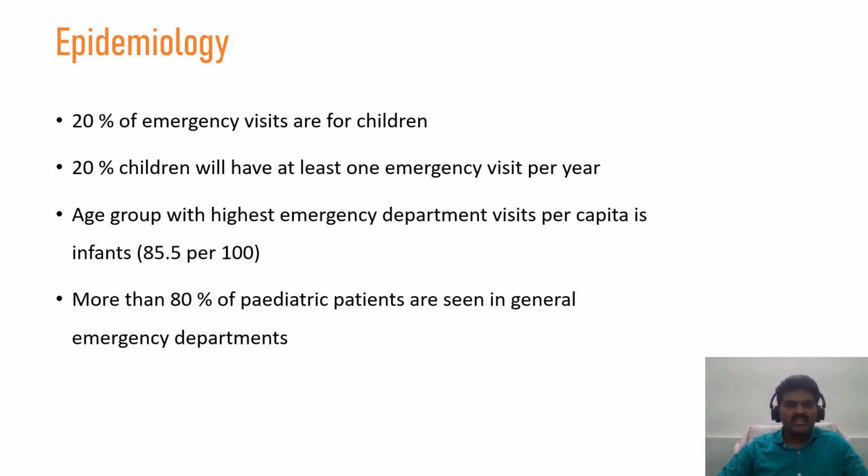Which age group has the highest emergency department visits per capita? When you compare the total number of people available with their emergency usage, infants account for the maximum per capita emergency department usage, 85.5 per 100, whereas it is about 1 per 100 or 1 per 1000 in adult patients. More than 80% of pediatric patients are seen in general emergency departments, as I said earlier.